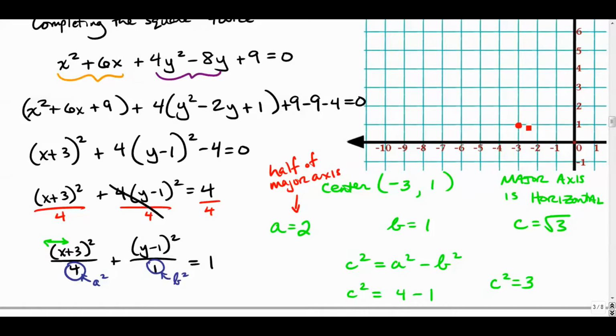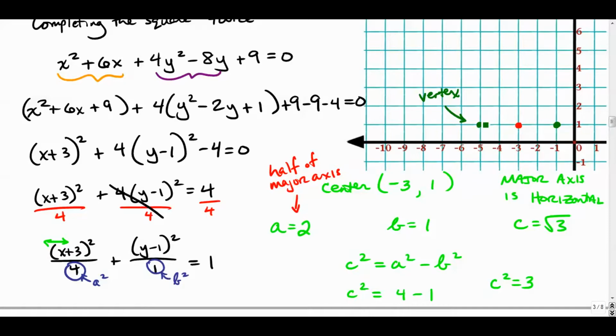So that means that from the center to the vertex, I'll put the vertex in dark green, is 2 units. So it's 2 units left, 2 units right from the center. Those dark green points are called our vertices. Each one is a vertex, plural is vertices. And the vertices are the endpoints of the major axis.